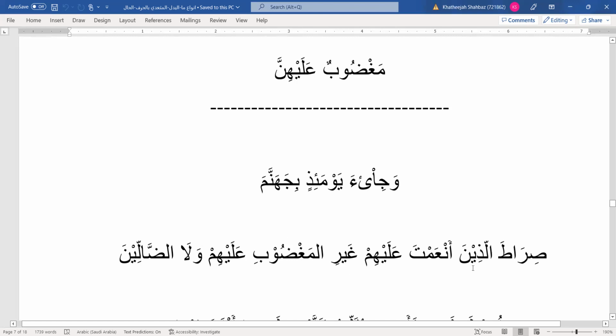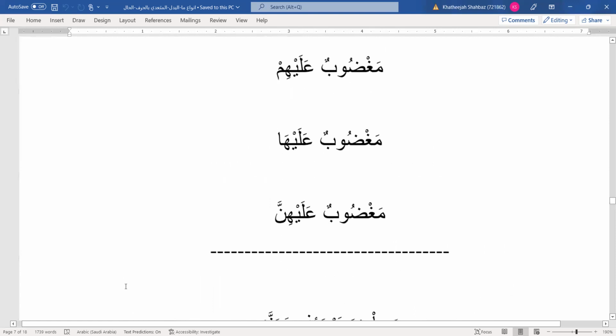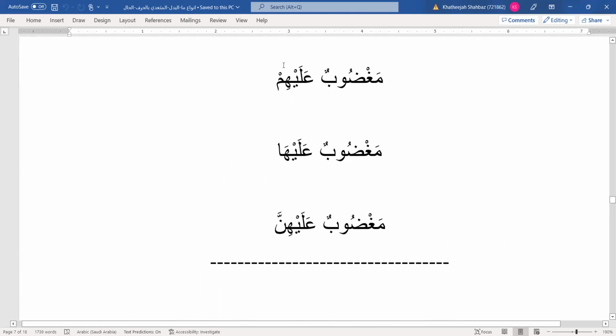This is an example from the Qur'an. Path of those who you favored upon, not of those who were angered upon, and not of those who went astray. So this is exactly what I wrote here. Maghdubun alayhim. When you add an al to it, it will be al-maghdubu alayhim. If you make it majroor, it will be al-maghdubi alayhim. If you want to make it mansoob, it will be al-maghduba alayhim.